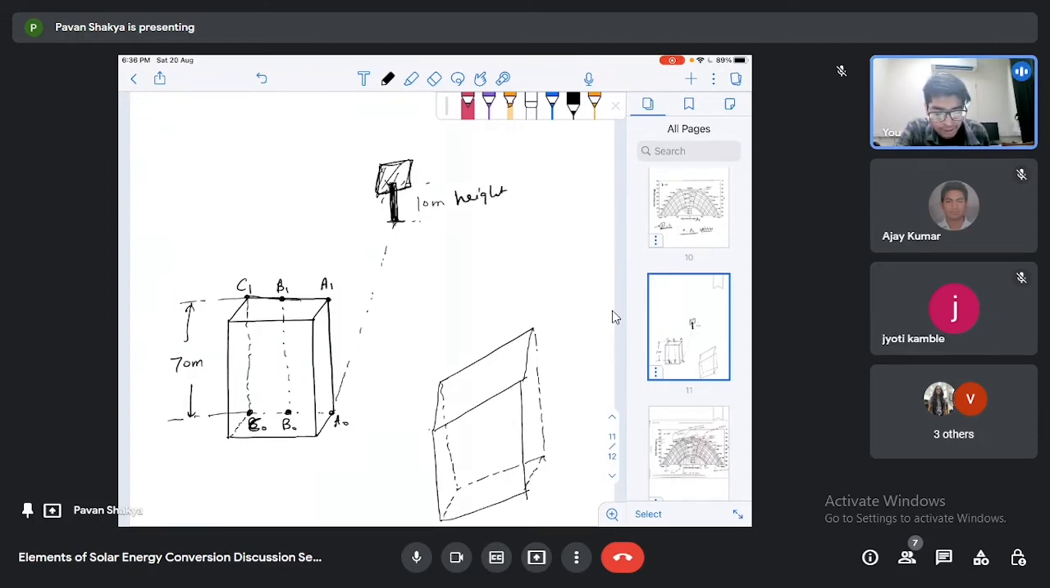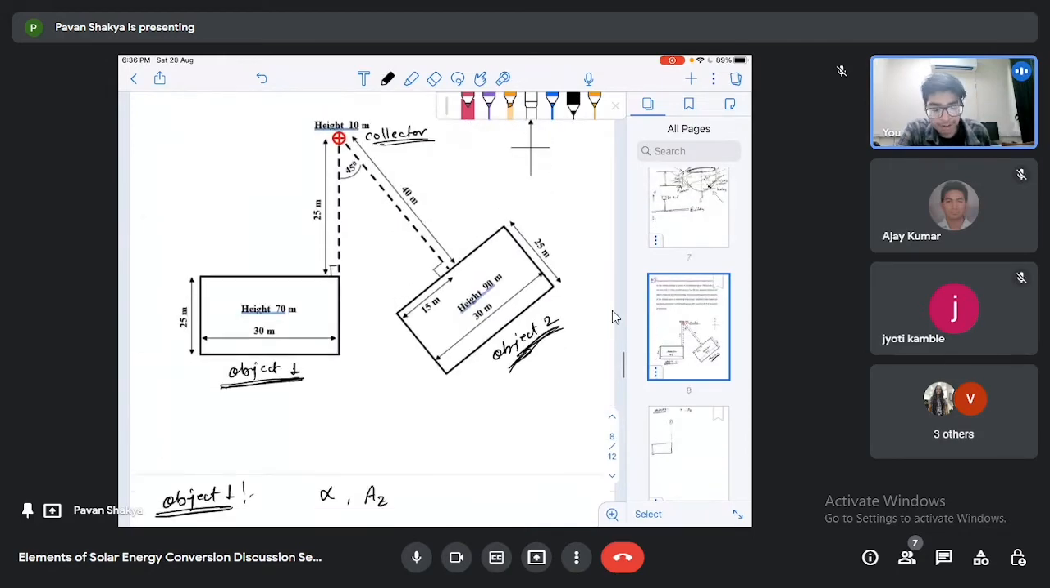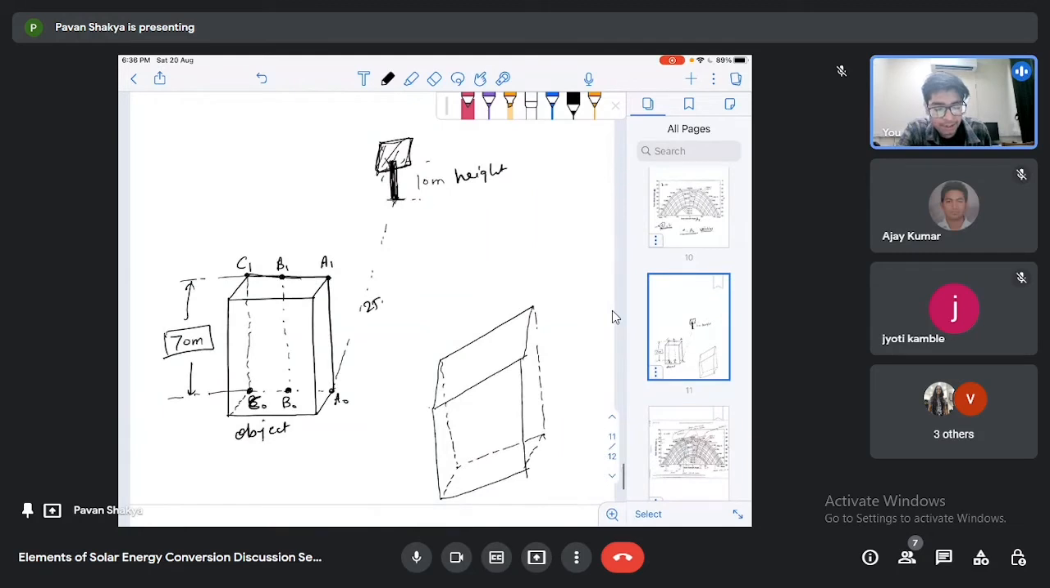This is our object 1, and its height is 70 meter. And this one is 25 meter far from this building. So what we will do is take some arbitrary points on this building.